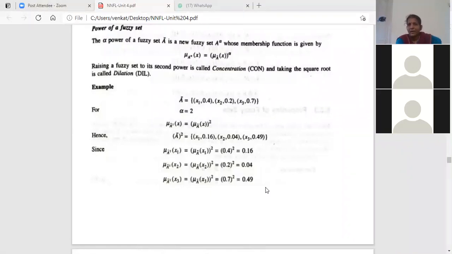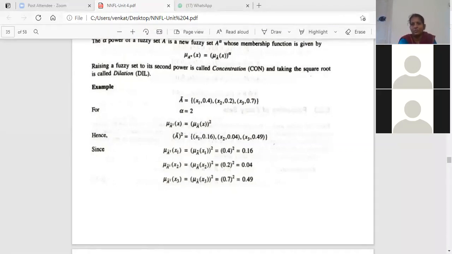So remember, you may be asked, what is concentration or dilation of a fuzzy set? Raising a fuzzy set to its second power is called concentration, and taking the square root is called dilation. Okay, this may be asked for 2 marks or 1 mark. Define concentration of a fuzzy set or dilation of a fuzzy set. You can write your example also.